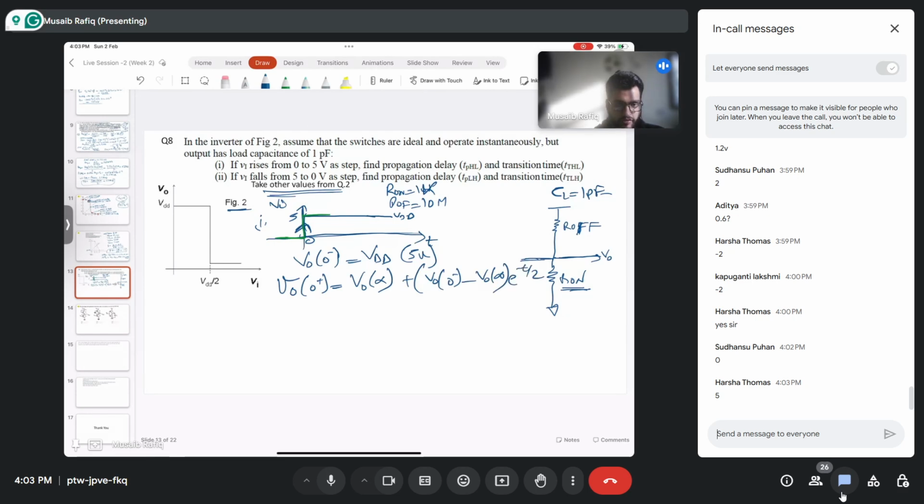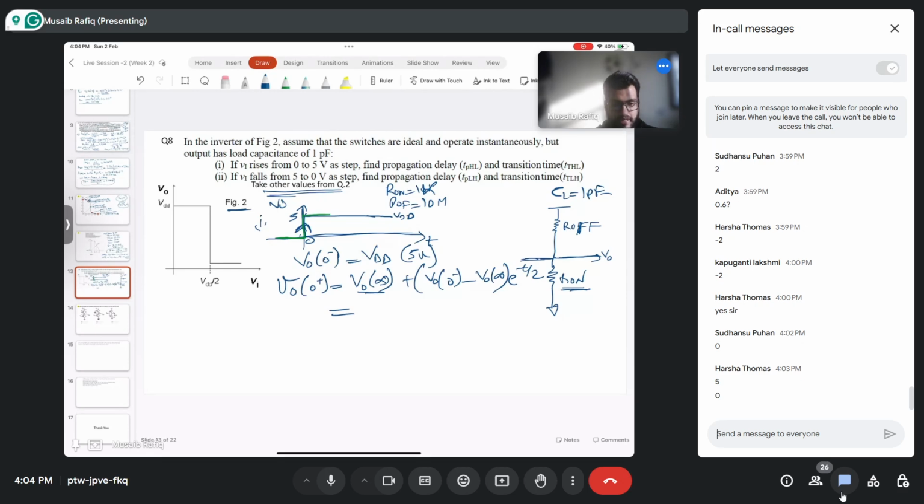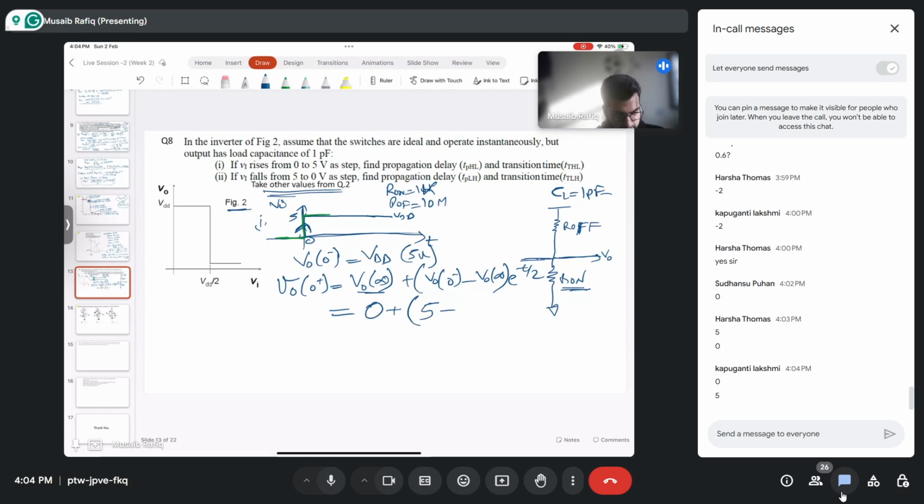I won't go into the details of it. You guys are very familiar with the network analysis part. Now, what is V0 at infinity? Can anyone tell me what is V0 of infinity? The steady state value. What will be that? V0 of infinity, output voltage after some time, yes, exactly 0 volts. And V0 of 0 minus was 5. So V0 at 0 plus will be equal to 5 e raised to the power minus t by tau.